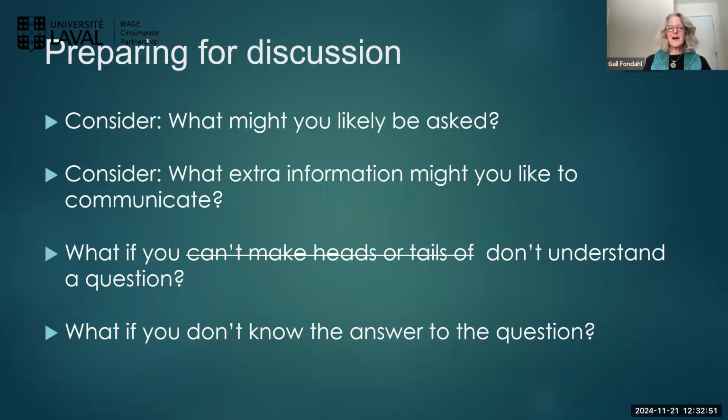And I would love to hear from students who've given papers already, but colleagues also who've dealt with this issue when you've been asked something out of the blue and you have no clue what's going on.